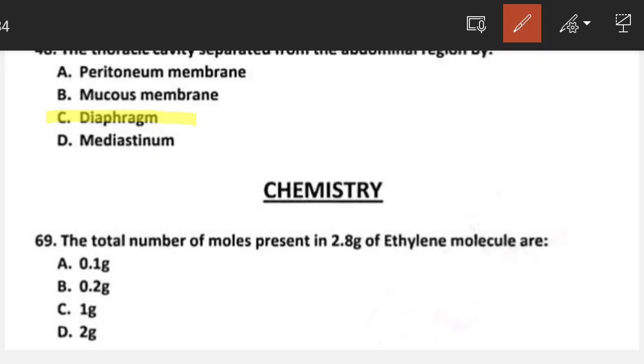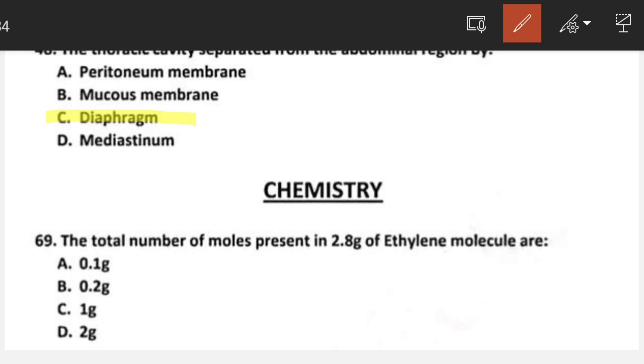The total number of moles present in 2.8 grams of ethylene molecules is: option A is 0.1 mole, option B is 0.2, option C is 1, and option D is 2 moles. So we know that the chemical formula of ethylene is C2H2, and the molecular mass of that is 28 grams, and we know the formula for finding the number of moles is the given mass divided by the molecular weight of that molecule. So the number of moles, we are being given 2.8 divided by 28, so the answer will be 0.1.